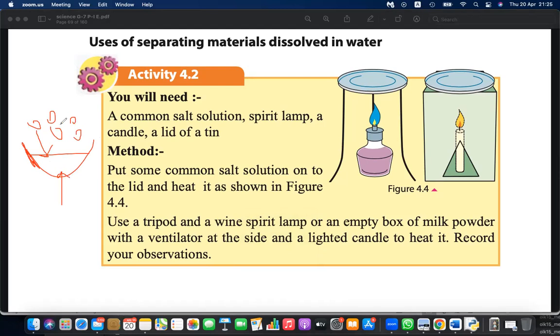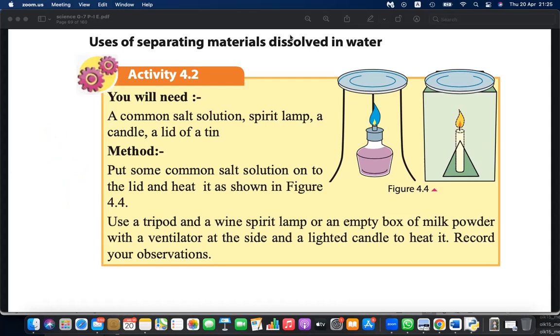When you heat this, what happens? The water dissolved, actually the salt dissolved in water, will remain in the container and the water will evaporate. Actually, you can use this for water filtering also. You can use this to purify water. Let's say you want to purify sea water.